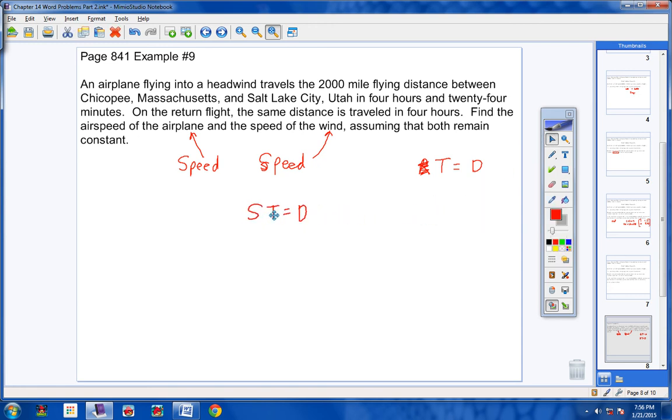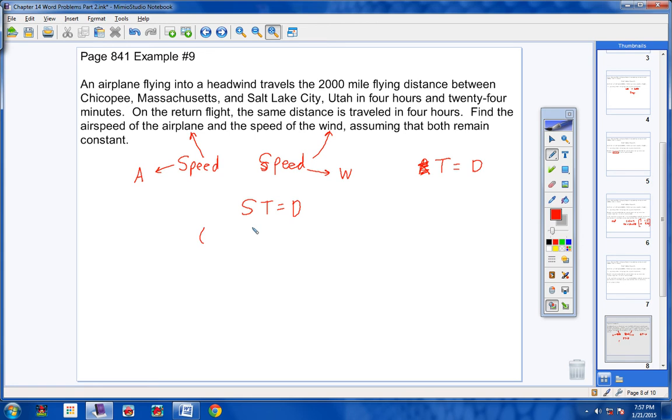Now this is going to be a little unusual for you, so please listen carefully as I work this problem out. First of all, let's talk about the speed of the airplane and the speed of the wind. Let's designate some variables. For the speed of the airplane, I'm going to use A. A stands for airplane. For the speed of the wind, I'm going to use W.